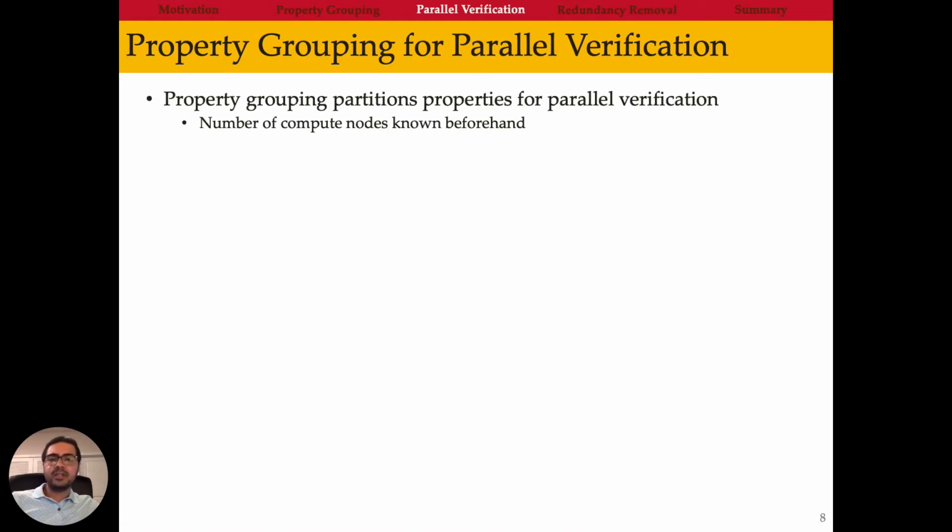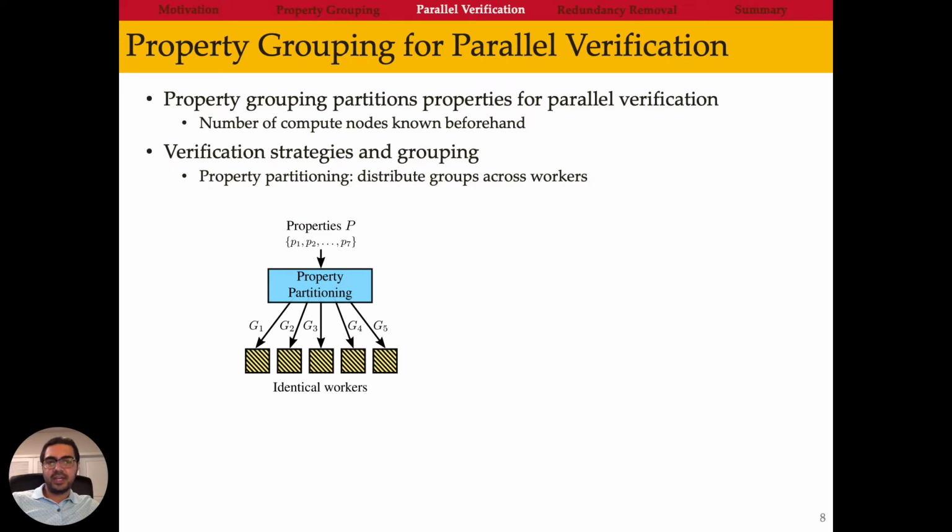The high-affinity property grouping procedure partitions the properties for parallel verification. It is often the case that the number of available parallel compute nodes is known beforehand. State-of-the-art verification tools utilize different strategies for parallel verification of property groups.